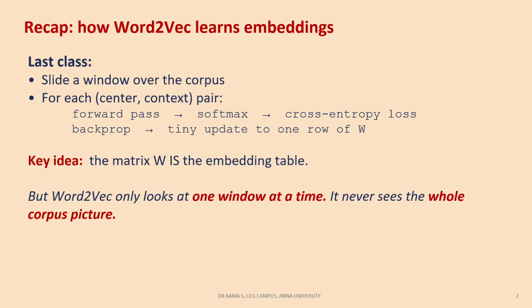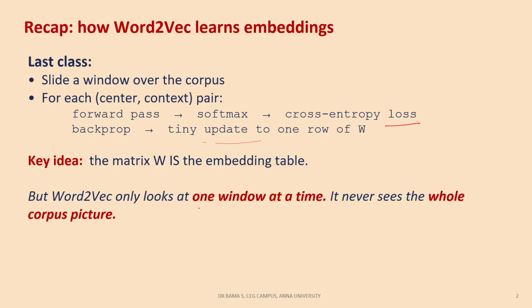And just a quick recap of our last class. We had a sliding window over the entire corpus, and if you remember, there was a forward pass from the input to the hidden neuron and then the softmax, and from the softmax we computed the cross entropy loss. After this it is the backpropagation from the output on the right towards the left. Through backpropagation we had a tiny update of the weight matrix, and in fact the first region of the weight is going to be the embedding that we saw in the last class. So there we looked at one window at a time; it never sees the whole corpus picture.